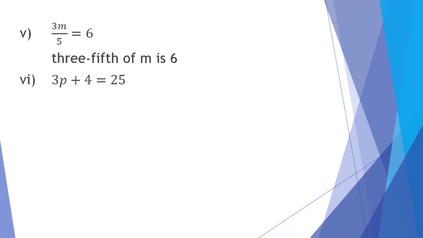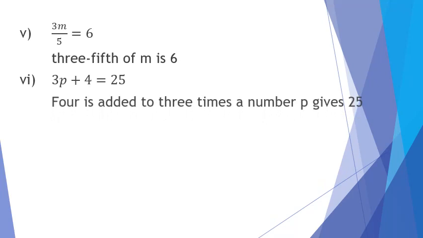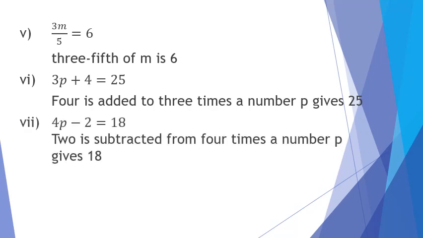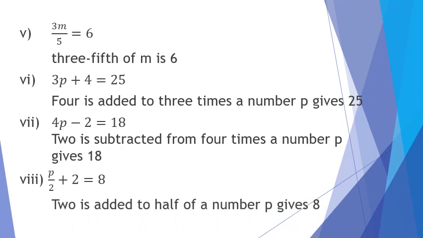3p plus 4 equal to 25. 4 is added to 3 times a number p gives 25. Seventh, 4p minus 2 equal to 18. 2 is subtracted from 4 times a number p gives 18. Eighth one, p by 2 plus 2 equal to 8. 2 is added to half of a number p gives 8.